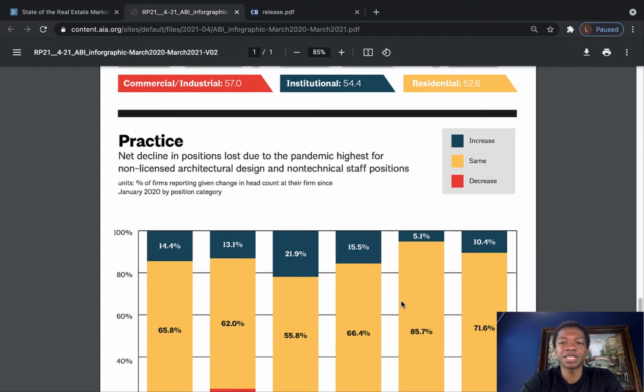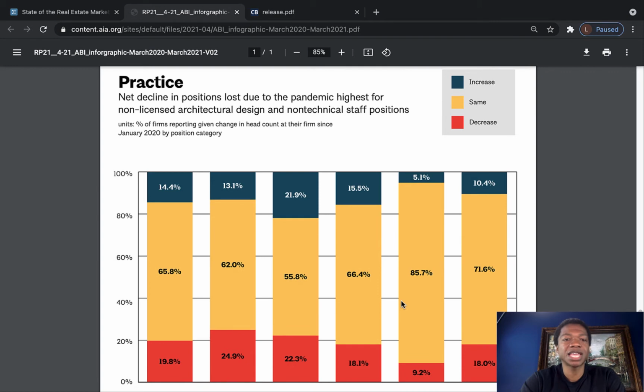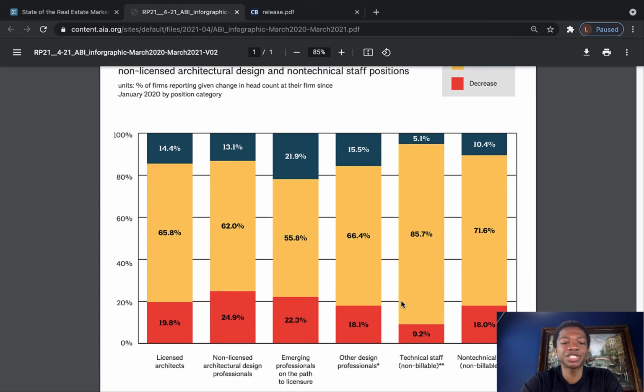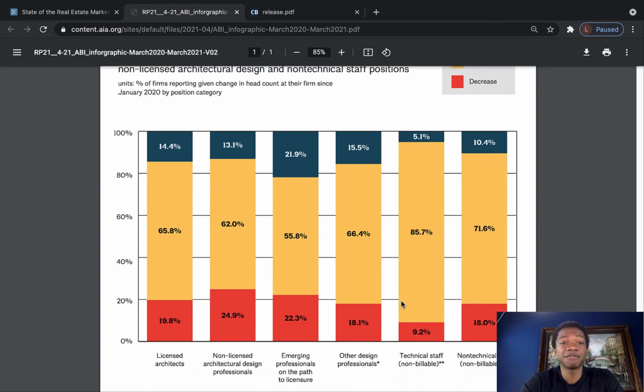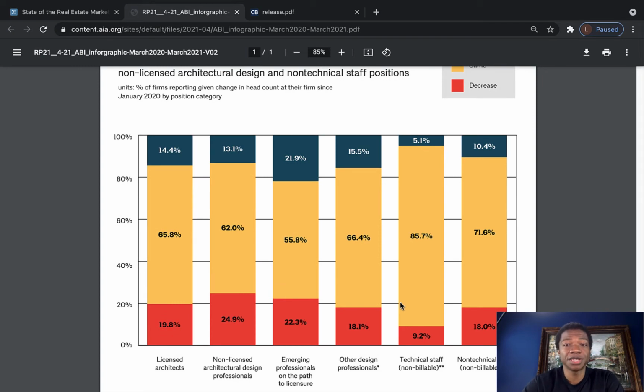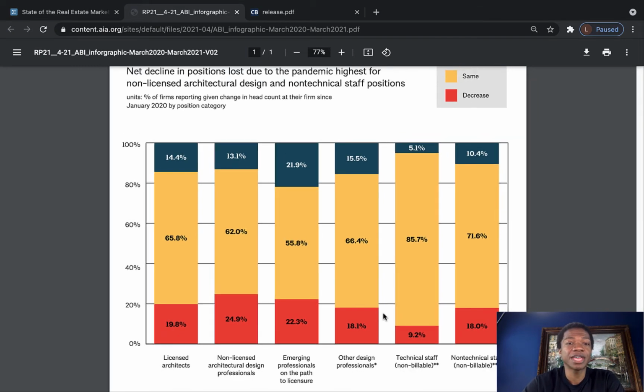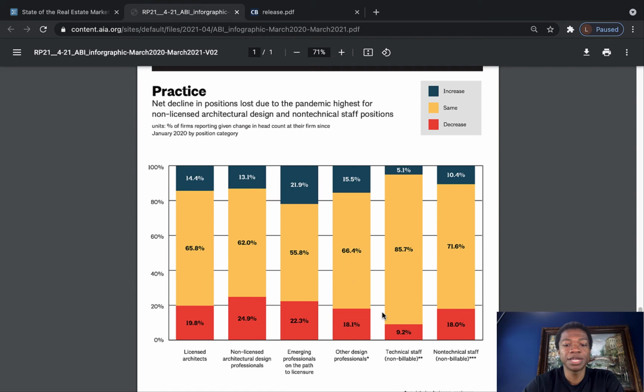And one of the final things that they take a look at is the actual practice, the profession of the architecture profession, and taking a look at how healthy that profession is doing in terms of emerging professionals, licensed architects, non-licensed, their technical staff, their billing staff, their non-technical staff. Having a sense of how well that industry is doing is one of the lead indicators of how the economy is doing, and in turn how the real estate market is doing.